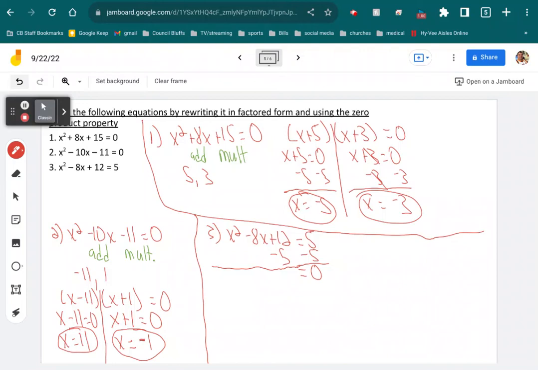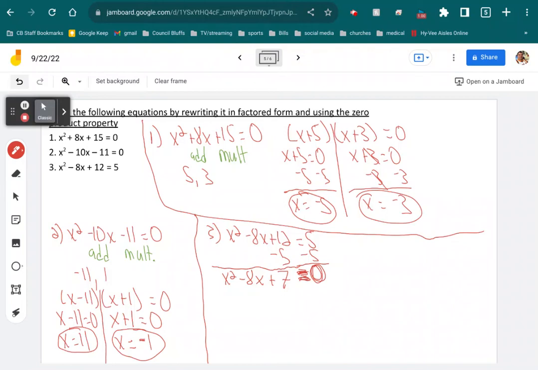So 12 minus 5 is 7. And then everything else I'm going to drop down. So this equation becomes x squared minus 8x plus 7 equals 0.